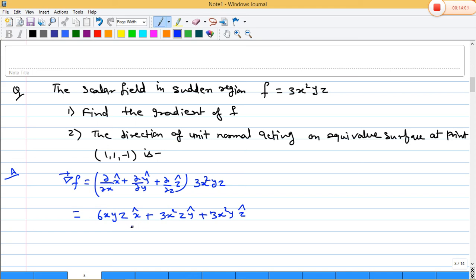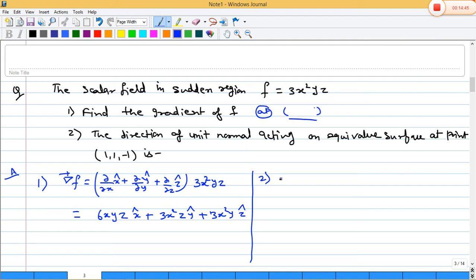Now if he asks to find the gradient of f at a particular point, then we have to put the values of x, y, z according to that point. In this question it is not asking about any point, so we just have to find the gradient only. Okay, this is the first part. Now second part.